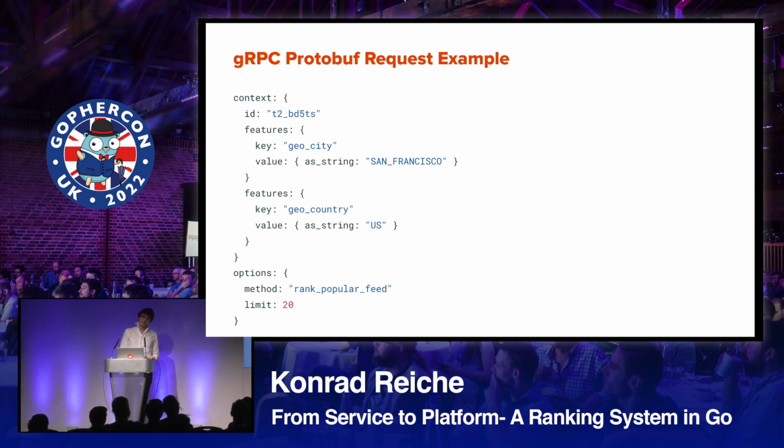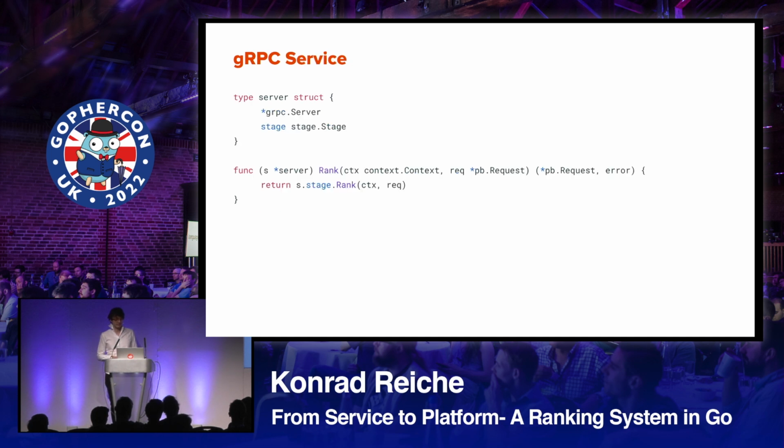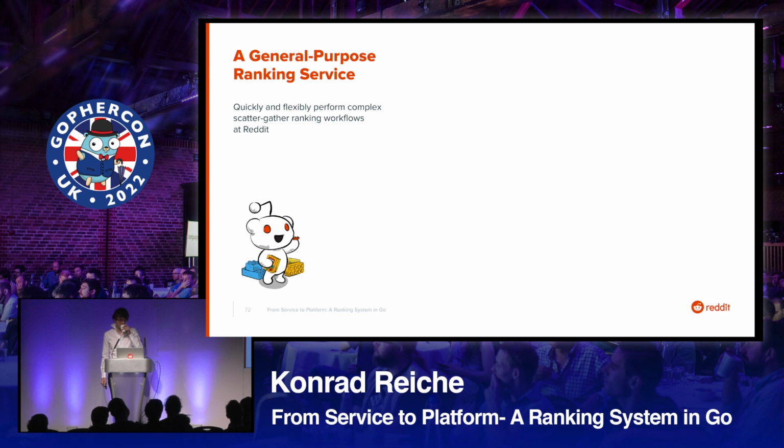We also specify a method under option because our service is just one endpoint, so we need a different way of providing this routing to different ranking pipelines. Now, with this interface setup, our gRPC server implementation looks embarrassingly short, because the stage interface matches our service method signature. At Reddit, we developed this as a prototype for doing ranking, and we called it Pipe Dream.